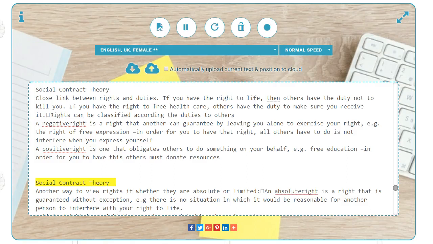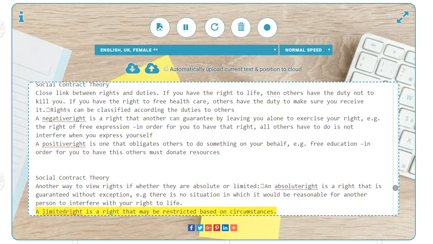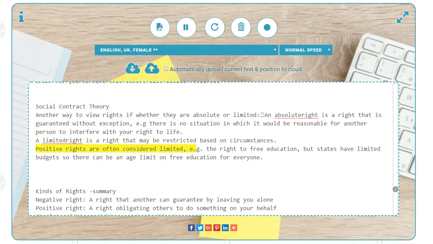Social contract theory. Another way to view rights is whether they are absolute or limited. An absolute right is a right that is guaranteed without exception, e.g. there is no situation in which it would be reasonable for another person to interfere with your right to life. A limited right is a right that may be restricted based on circumstances. Positive rights are often considered limited, e.g. the right to free education, but states have limited budgets, so there can be an age limit on free education for everyone.